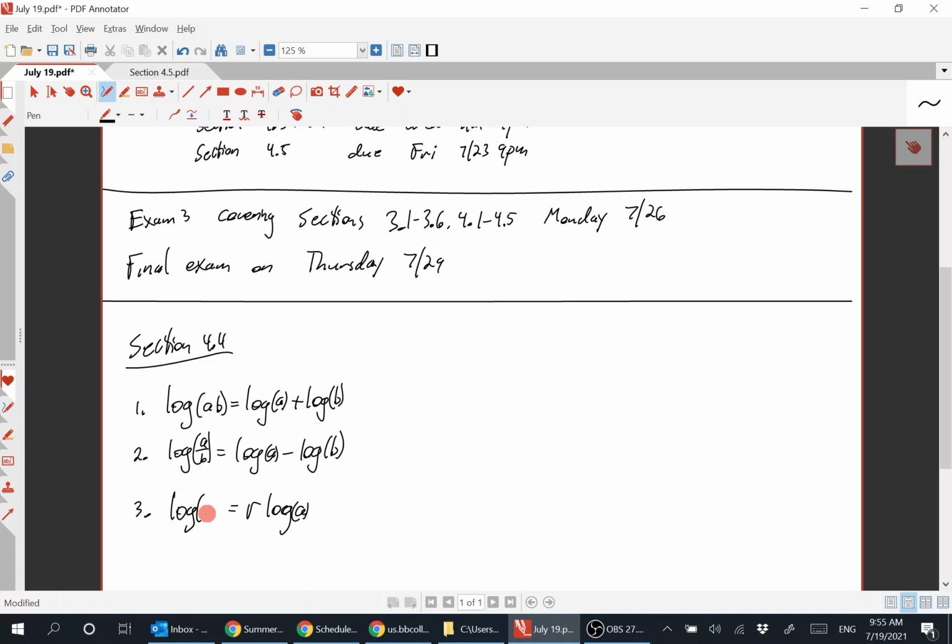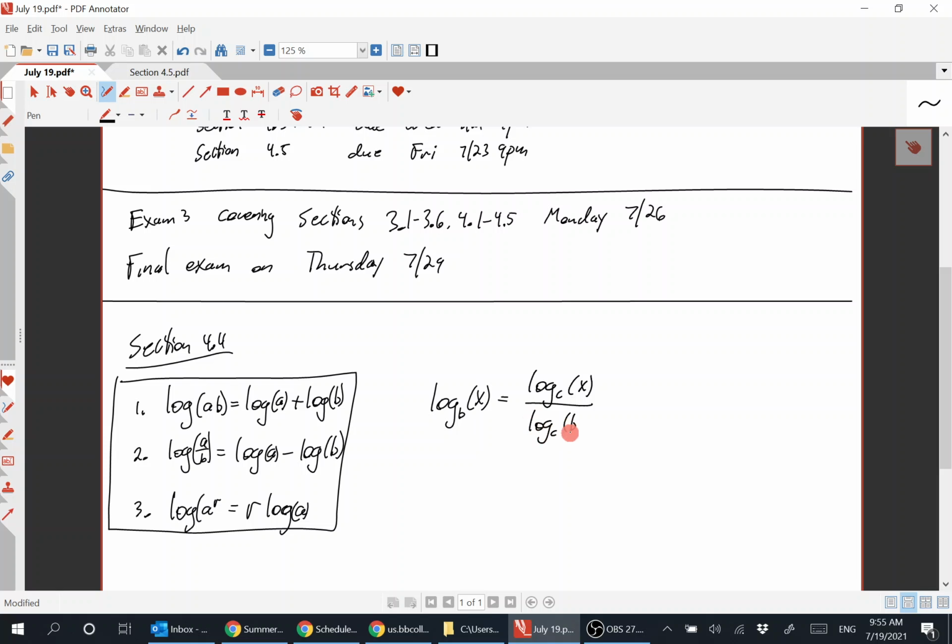And there was also the change of base formula, that the log base b of x is the log base c of x over the log base c of b. So you can use whatever base you want. Base e, or base 10, which is probably the only buttons for log that you have on your calculator, okay?